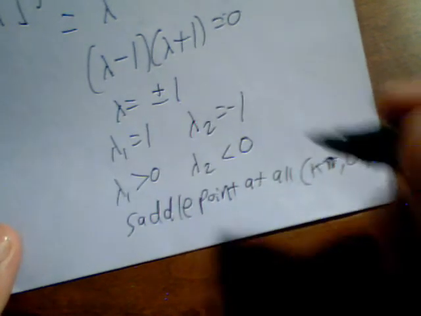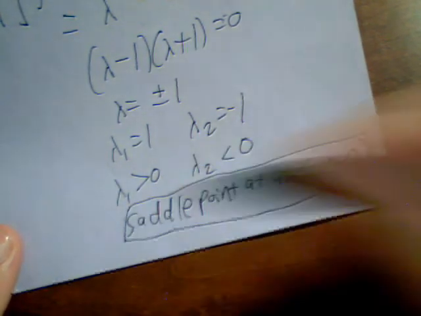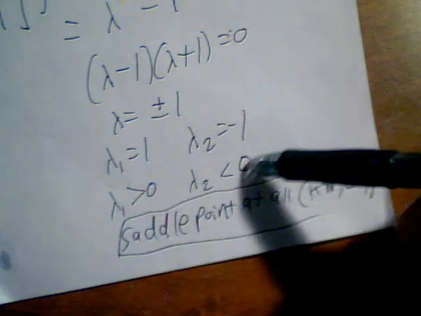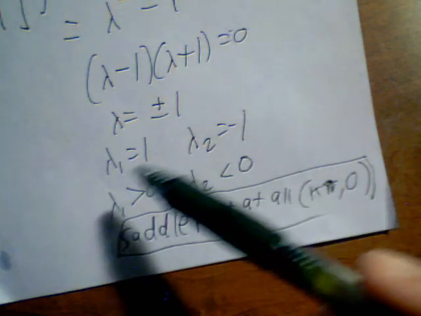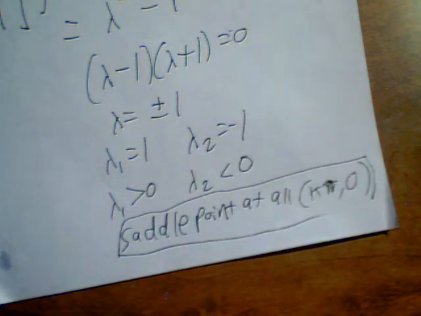So all of my k pi points, all of my critical points, are saddle points. There is no maximum and no minimum here, no relative maximum or minimum. If these were the same sign, it would be either a maximum or a minimum: both positive gives me a minimum, both negative gives me a maximum.